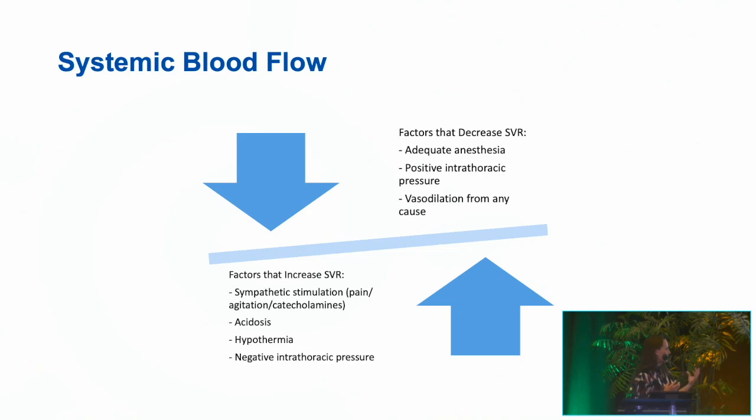Factors that increase my SVR, which again, in a Norwood patient where I'm really trying to balance those two circulations, I don't want a really high SVR because that means all my blood flow is going to the systemic circuit. My sats are probably 50%. So you really need to make sure it's normal blood pressure and expected saturation. So looking at factors such as sympathetic stimulation, acidosis, hypothermia, negative intrathoracic pressure.